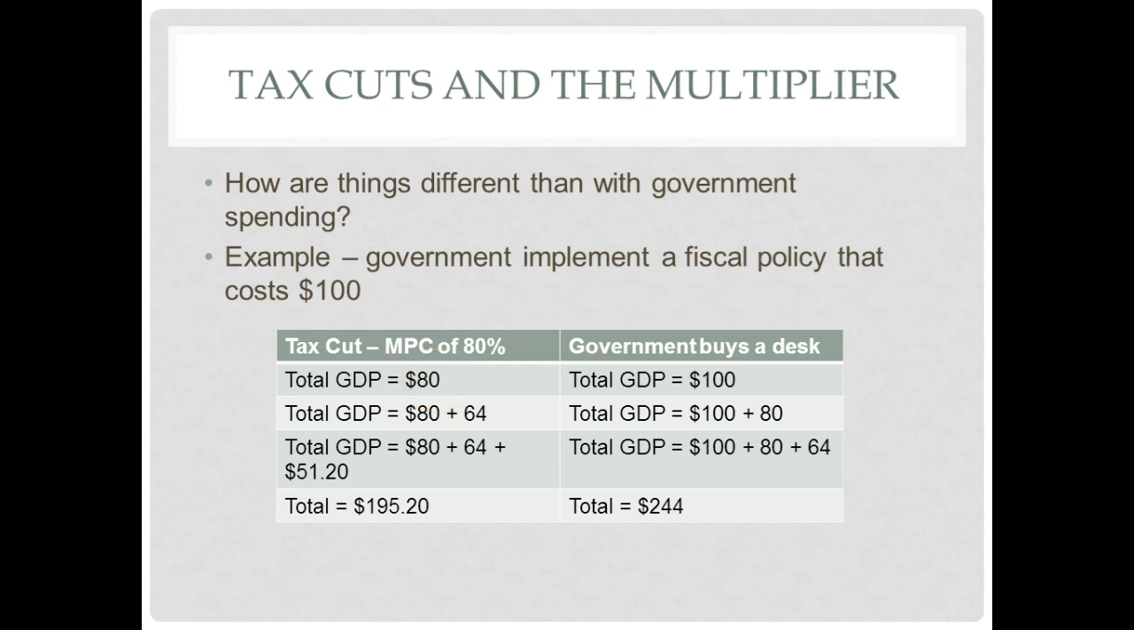So right away, our initial number is only going to be 80 getting into the spending circle as opposed to 100 over here. And you can see that step by step, that's going to mean less spending in every cycle, to the point that after 3 rounds, we've only created $195 as opposed to $244. So it appears that tax cuts tend to be somewhat less powerful than government spending. Let's do an example here to see how this would all work out.